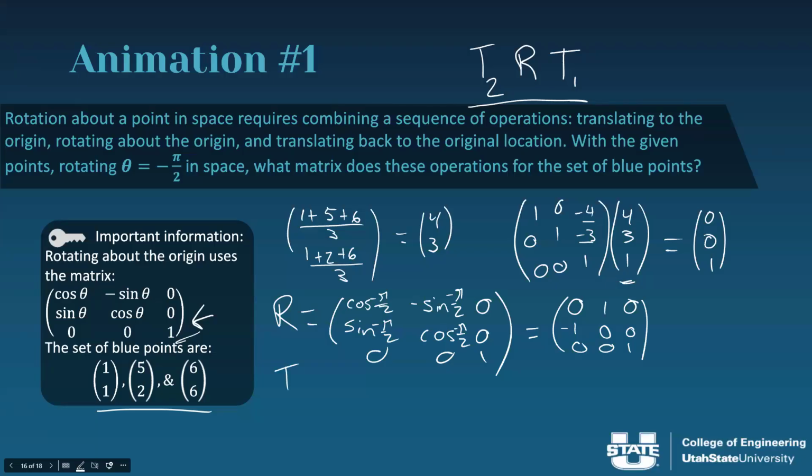And then my T2, my second translation matrix, now that we've moved all of our points so they're centered about the z-axis and we've rotated them, now we need to translate them back to where we started. So we're just going to take our original translation matrix, and how are we going to move everything back? Yep. And that's it.